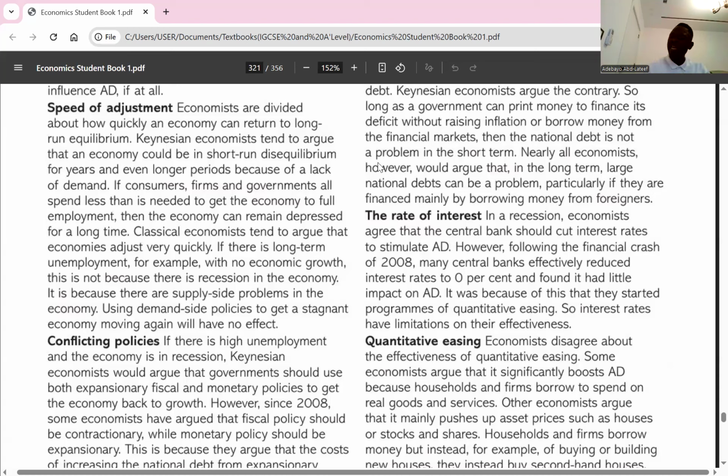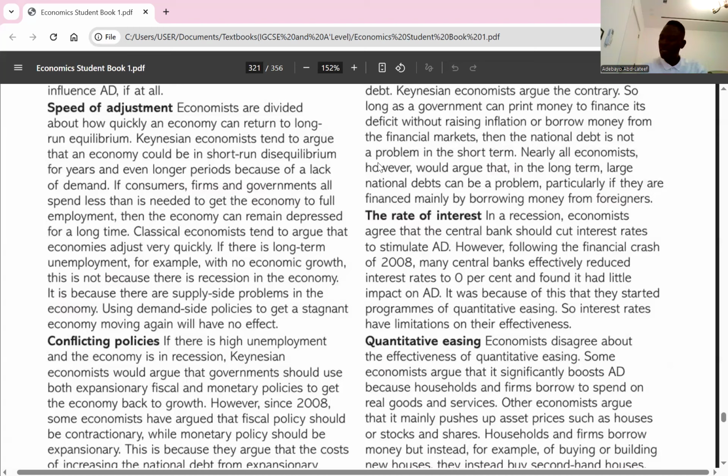But the classical, they argue that unemployment is not the problem. That an economy can be at unemployment and at the same time increase output, because output is not a demand side situation, it is a supply side situation. So government should focus mainly on supply side policy instead of thinking about demand side policy. That is the argument against speed of adjustment. Do you get the point I'm making here?